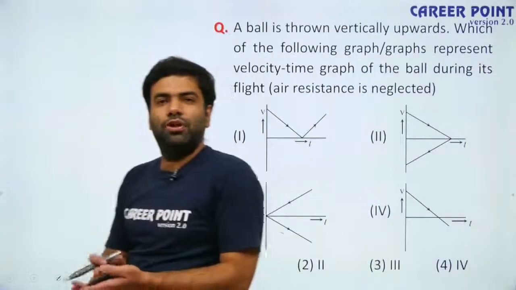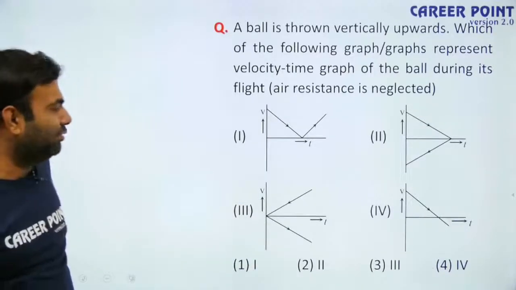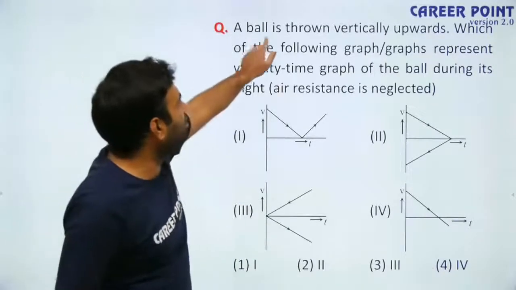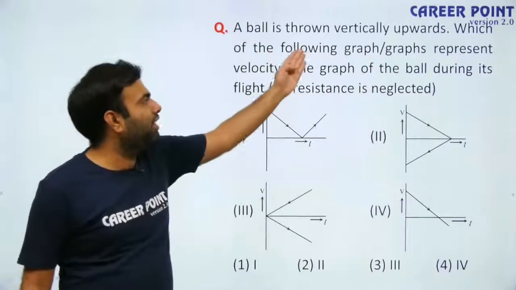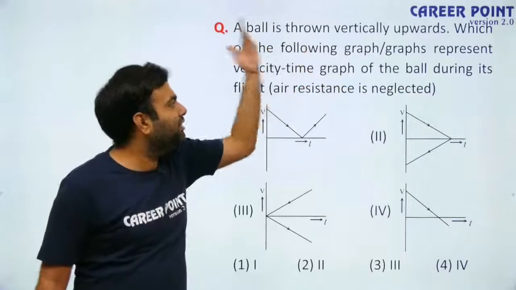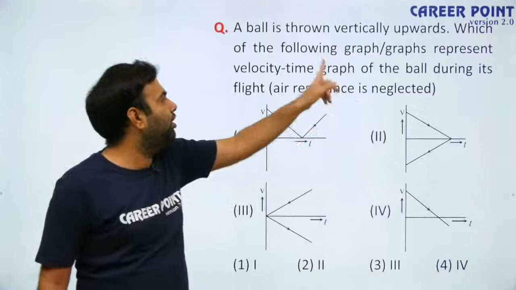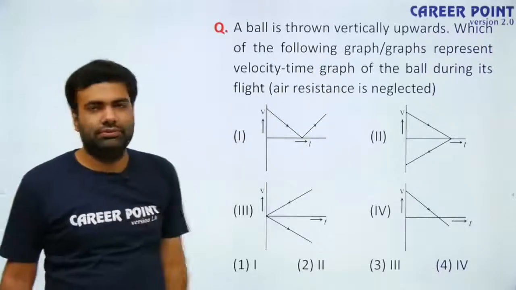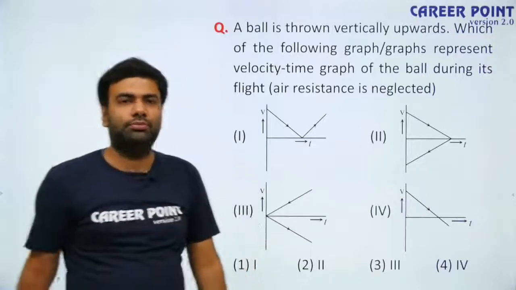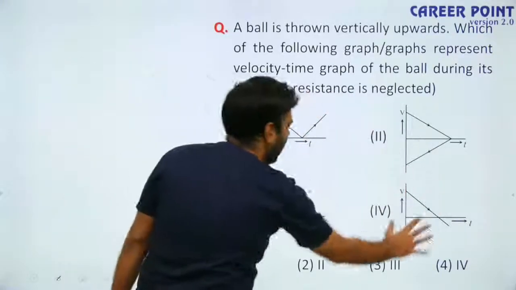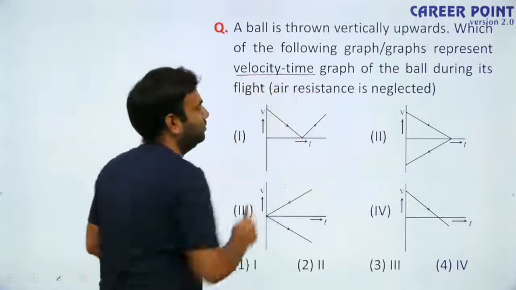Next question for you. Again, you can solve this question by only imagining. No mathematical calculation required. A ball is thrown vertically upward. Which of the following graphs represents the velocity-time graph of the ball during the flight? If I throw a ball upward, which of these graphs is showing the correct velocity-time graph?